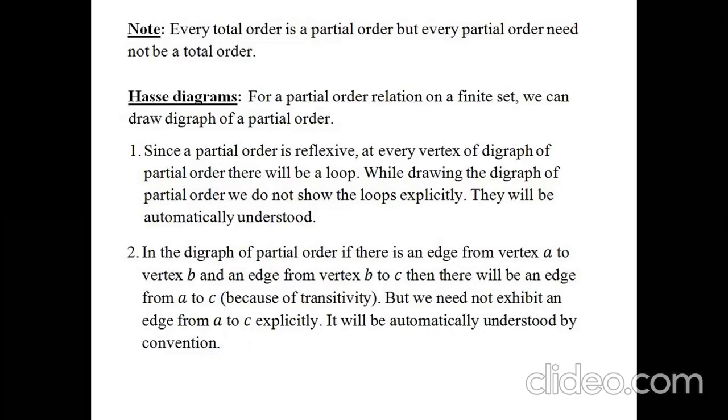So we consider only an edge from A to B and an edge from B to C while drawing the Hasse diagram. An edge from A to C will be obvious. We need not show it separately because of the transitivity property of the relation.